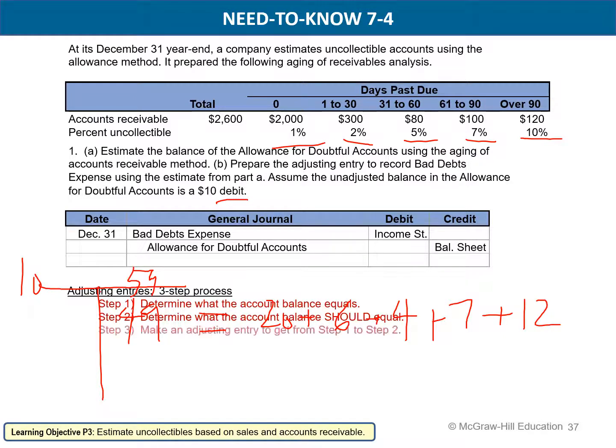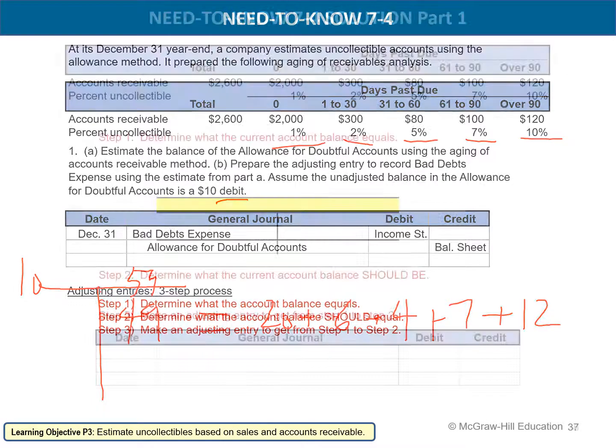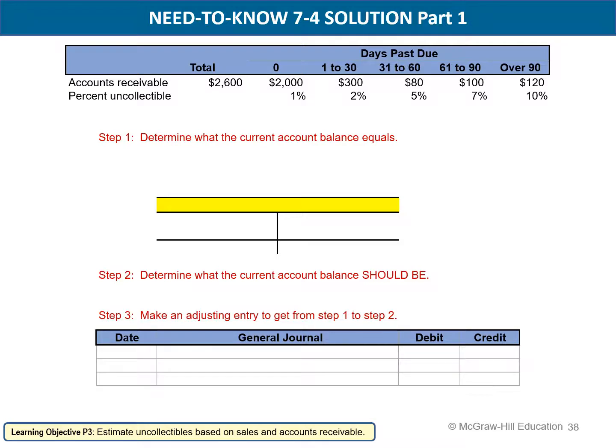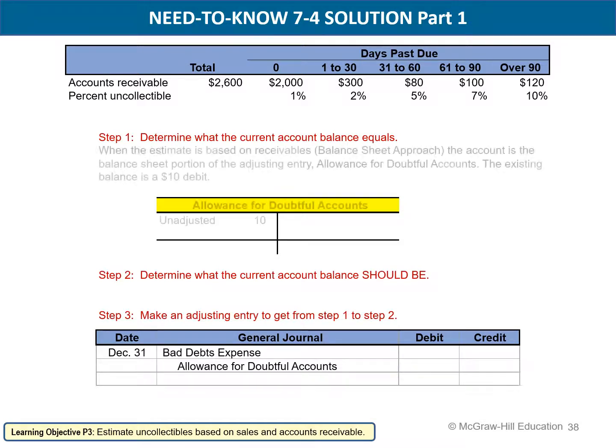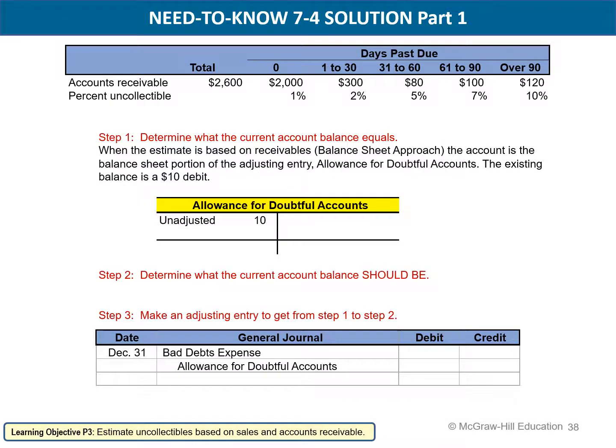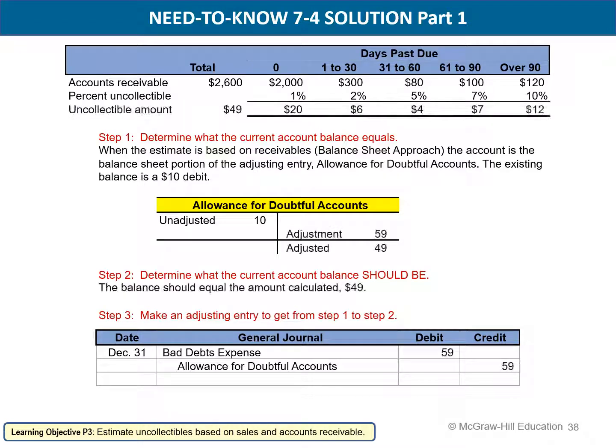Oh, this isn't going to be helpful because I wrote all over the slide, but here, determine what the balance equals, determine what it should equal, and then make an adjustment, right? Oh, here we go. Look at this. All right, so we have an unadjusted balance of 10, right? We need to get to 49, so here's our 59 answer. Here's all the math across the top that we just did. And then the journal entry we're going to make is a debit to bad debt expense and a credit to the allowance account. Okay?